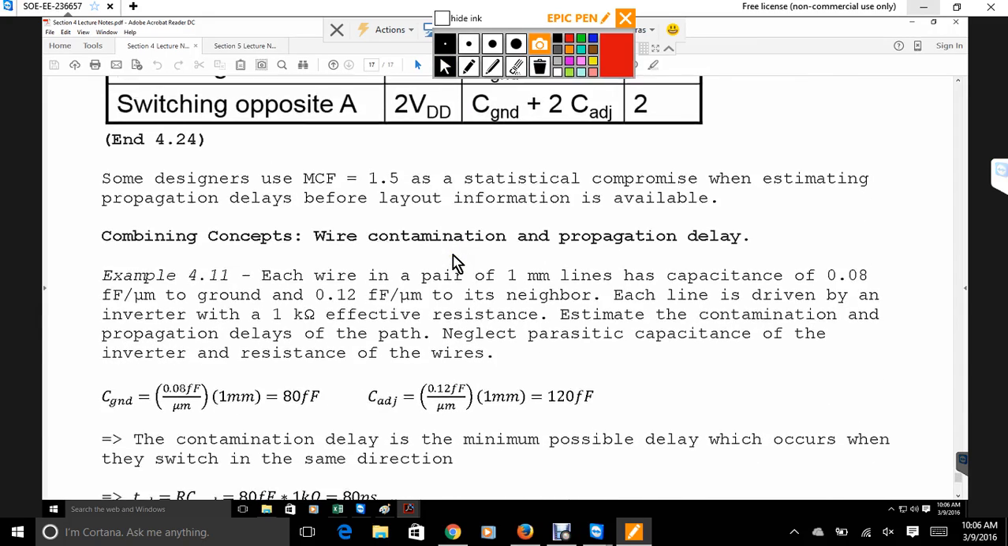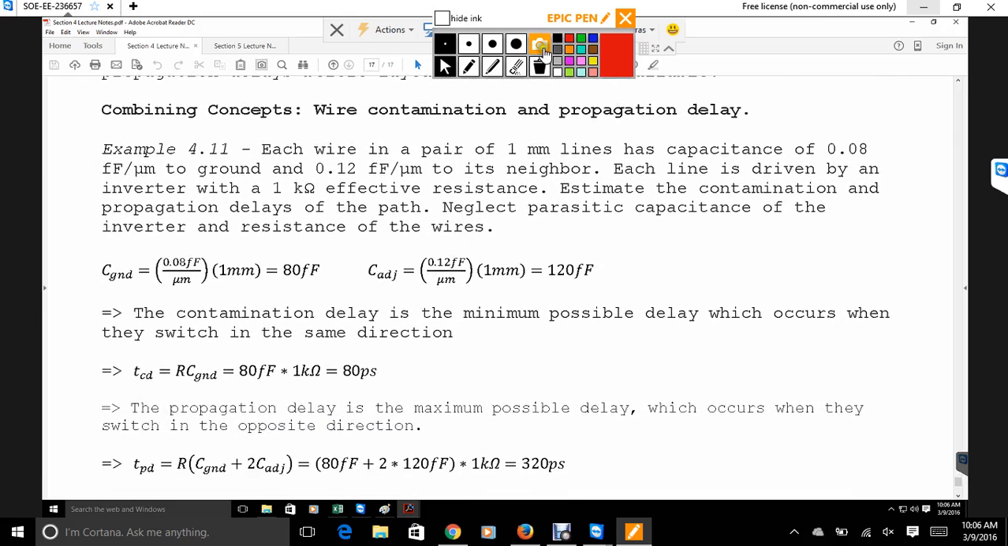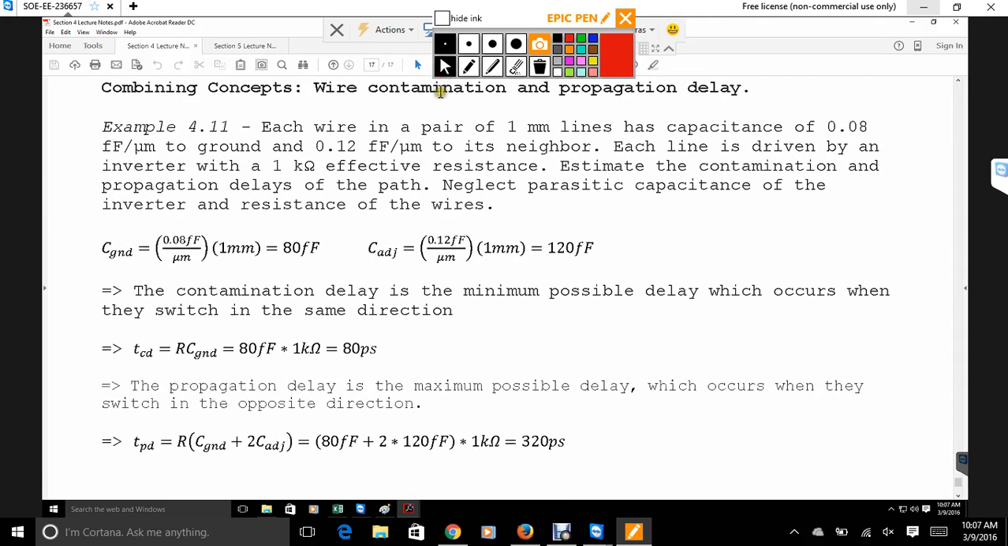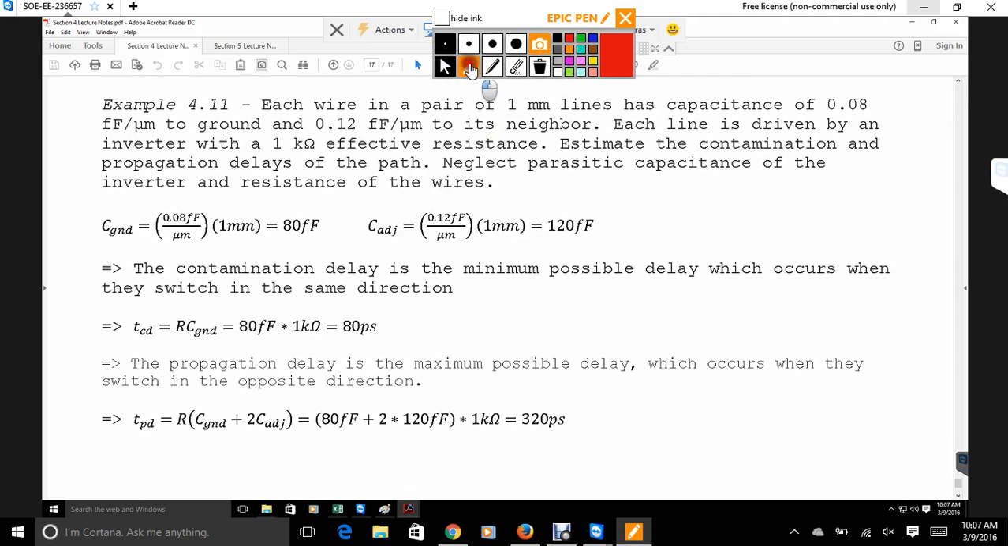So let's work on this problem here, 4.11. Now this is a good combining concepts type problem: wire combination and propagation delay. What's going on here is we have wires that are each 1 millimeter long.